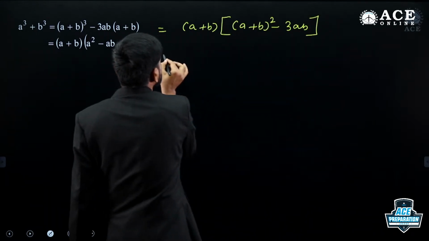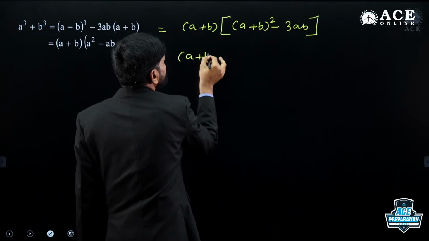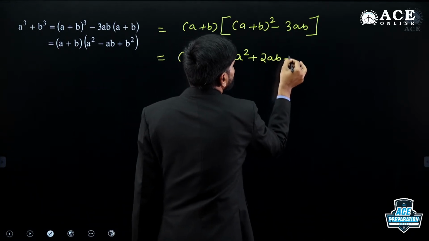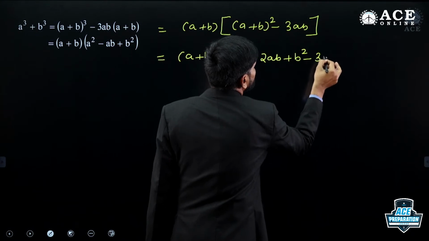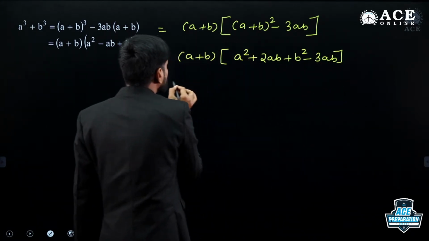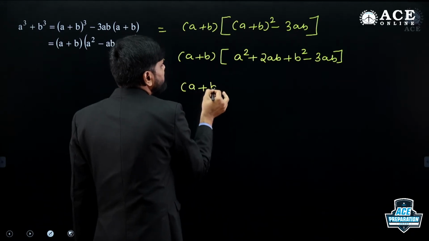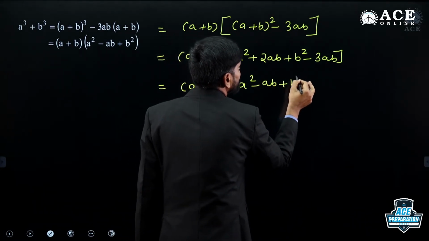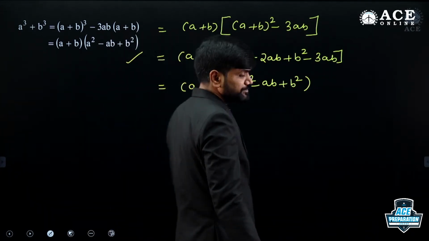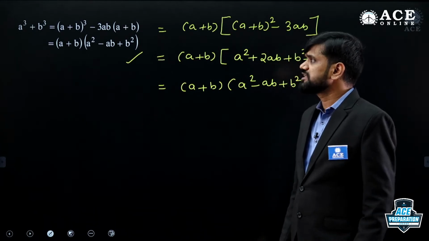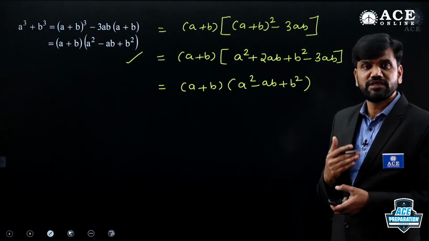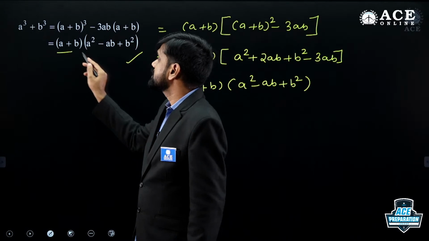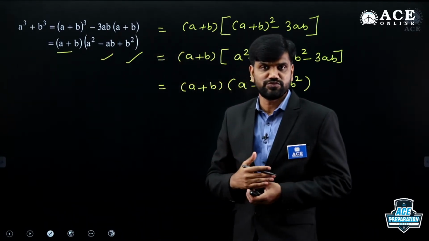On simplifying this one, that gives you how much? A plus b into a plus b whole square means a square plus 2ab plus b square minus 3ab. That gives you what? That will be equal to a plus b into a square minus ab plus b square. That's how this formula has come. So a cube plus b cube is nothing but a plus b whole cube minus 3ab into a plus b. On expanding that one, that will be equal to a plus b into a square minus ab plus b square, right?